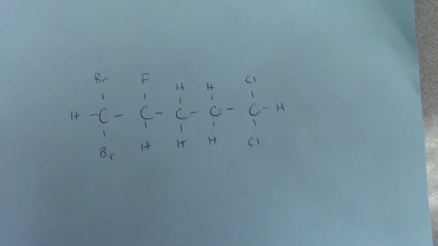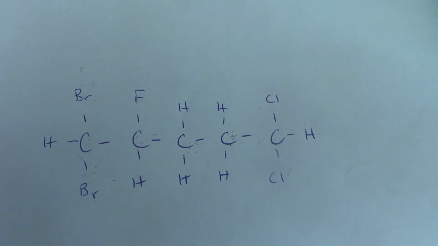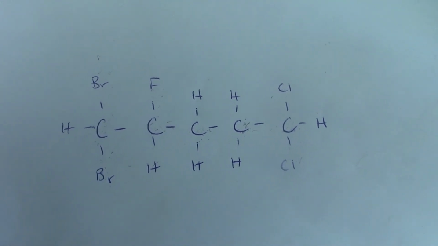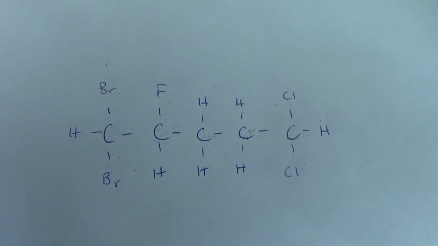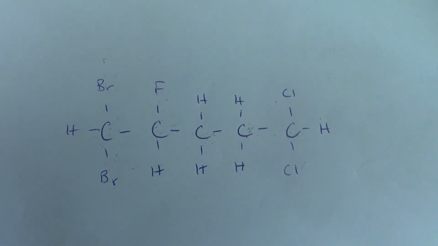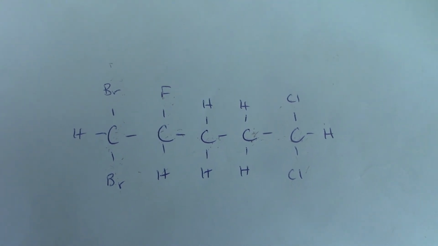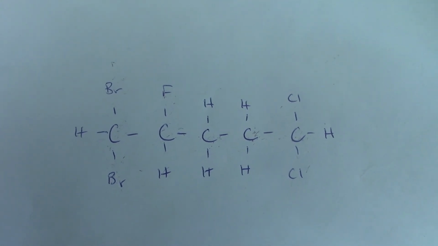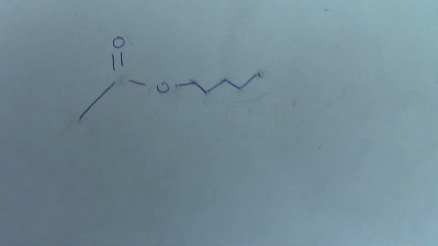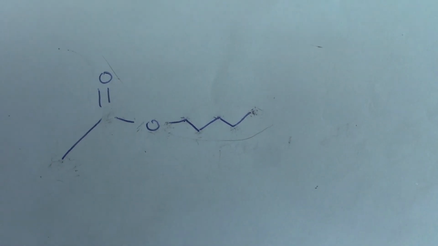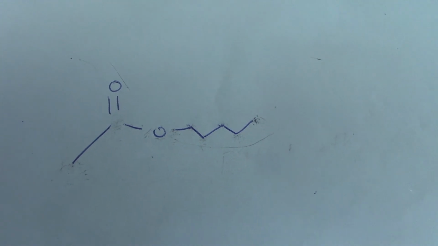Here's 9. This one's written. So number 9. Remember how to name halogenated hydrocarbons? That's what this is. Okay. And here's 10. Not a complete structural diagram. This is a condensed structural diagram. Okay, so that is 10.